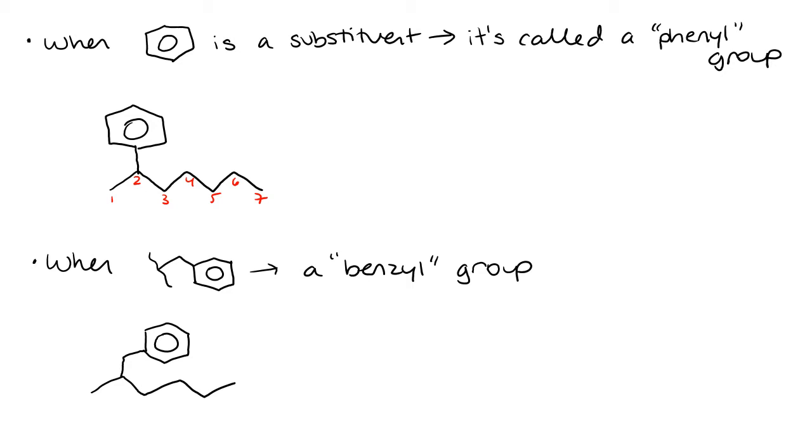Then we will go ahead and name this molecule. So we have 2-phenyl. Then our longest chain is heptane.